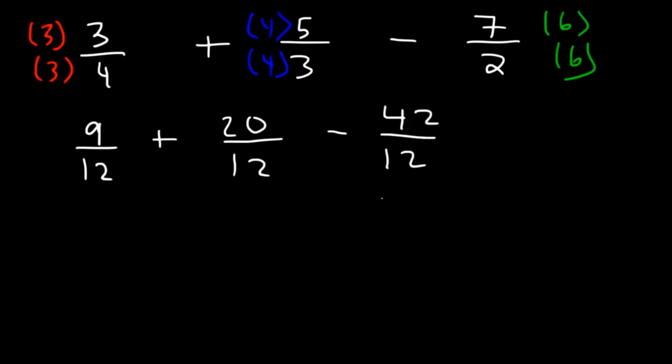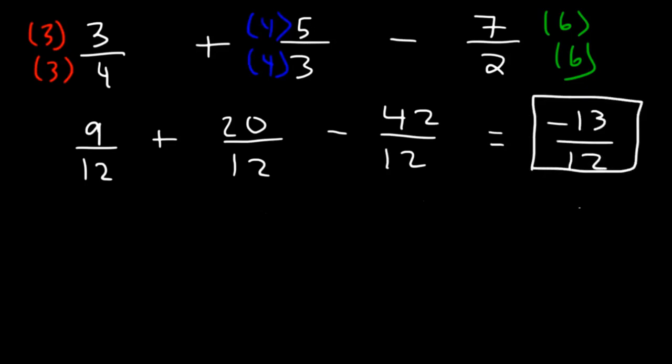Now that we have the same denominator, we can combine the numerators. 9 plus 20 is 29, and 29 minus 42 is negative 13. So this is the final answer. It's negative 13 divided by 12. So now it's your turn. Go ahead and try this example.